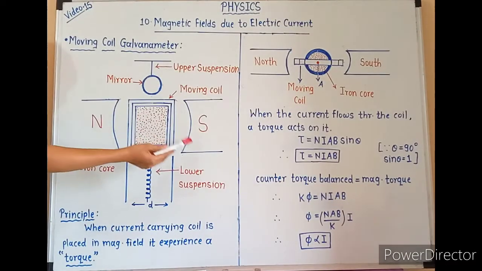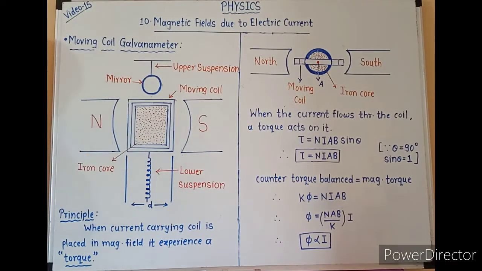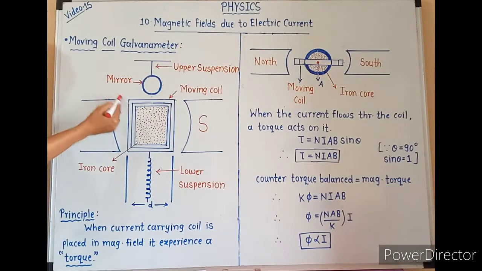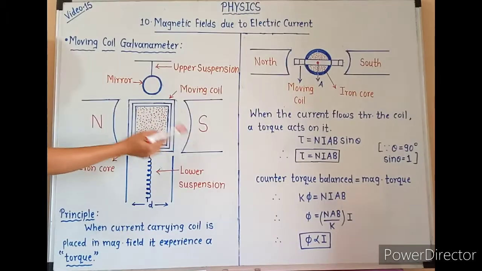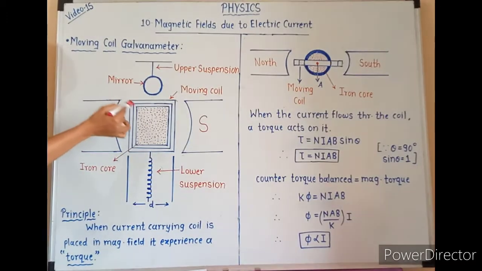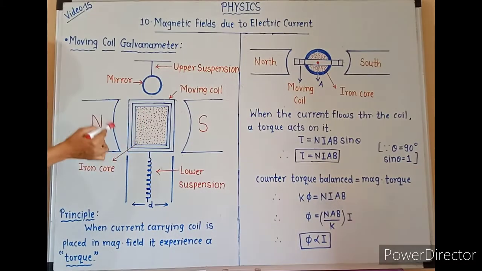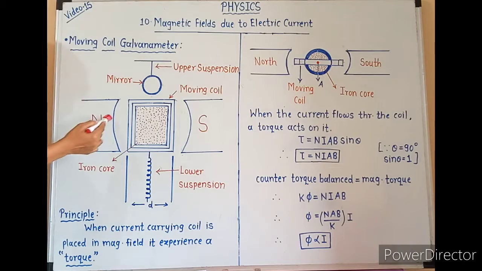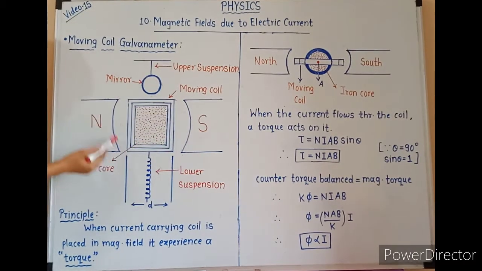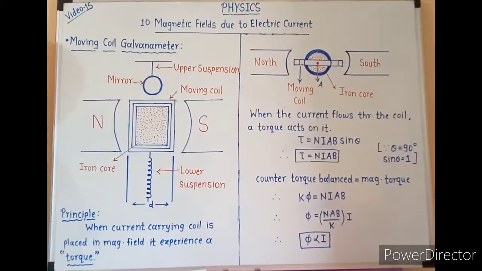These two circular magnets are used to produce the radial magnetic field. This circular portion shows the external magnetic field.